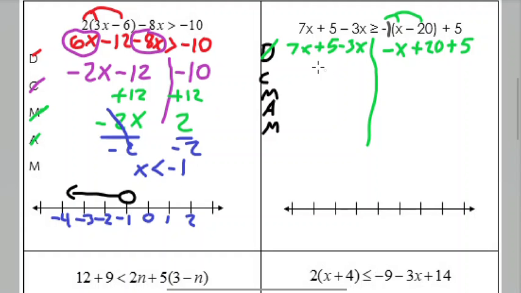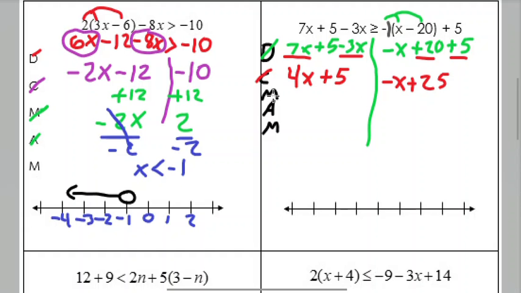So I look on the left side of my equation, what can I combine over here? Well, I see I have a 7x and I have a negative 3x. They both have x's, so I can combine them. 7x minus 3x will give me 4x. And then I can bring down that plus 5. On my right side, can I combine anything? Well, I see I have a 20 and I have a 5. Those are just numbers, right? So I can combine those. 20 plus 5 will give me 25. And it's positive, so it's plus 25. And I can bring down that negative x. And I'm done with combining my like terms.